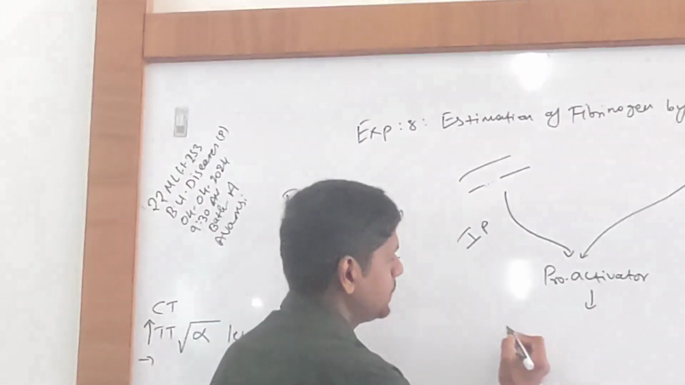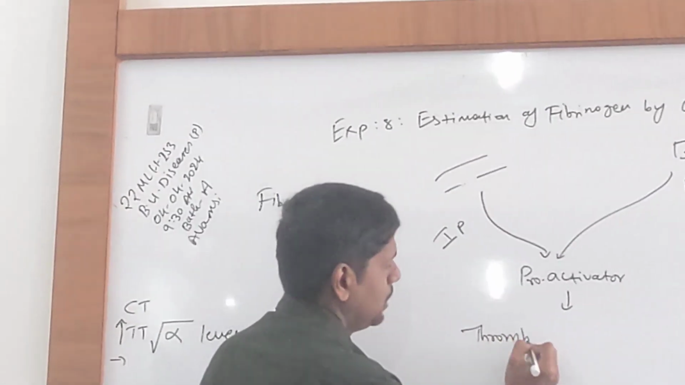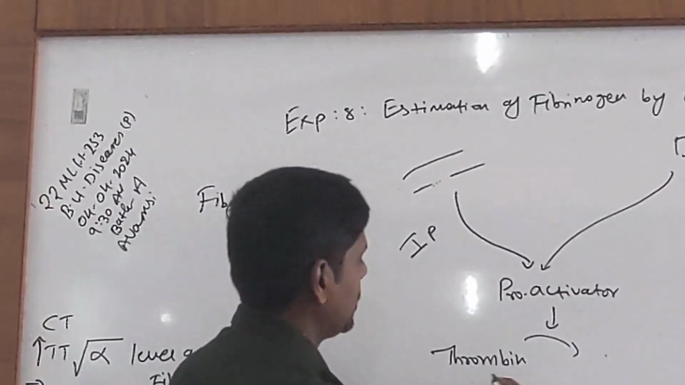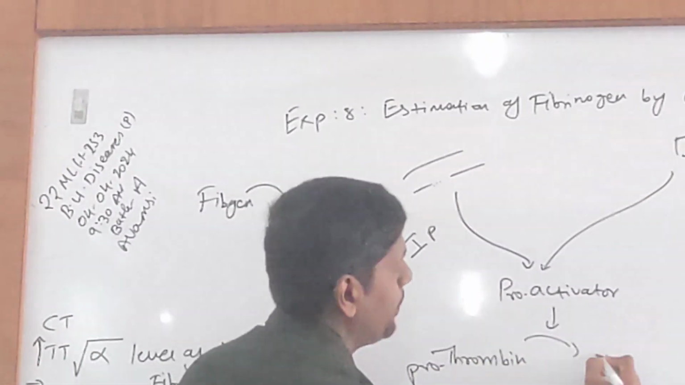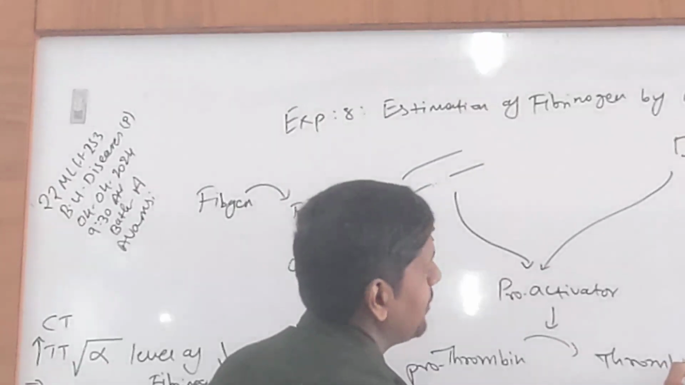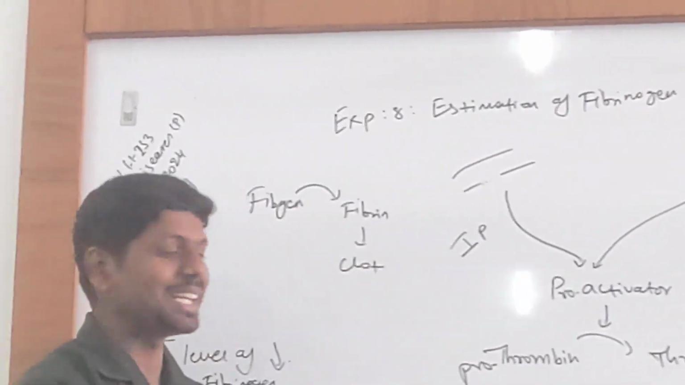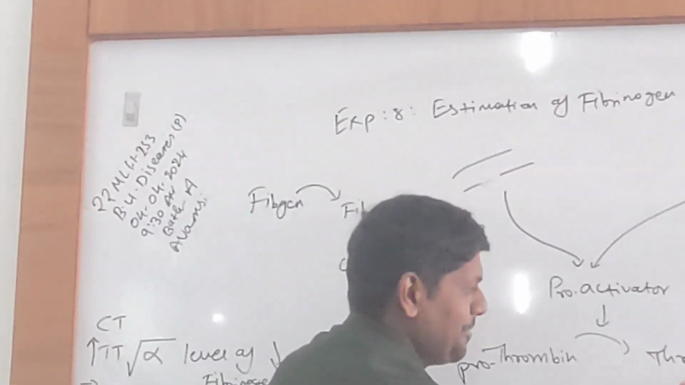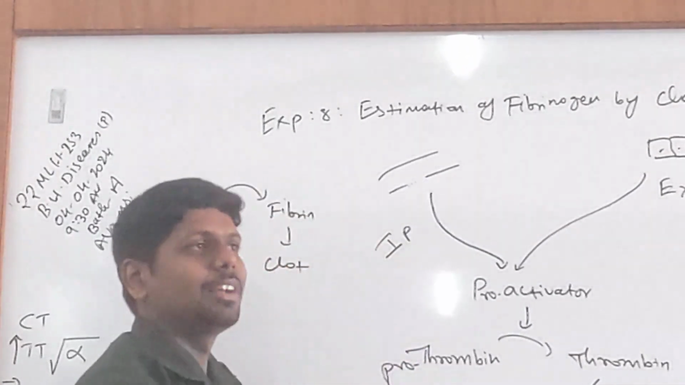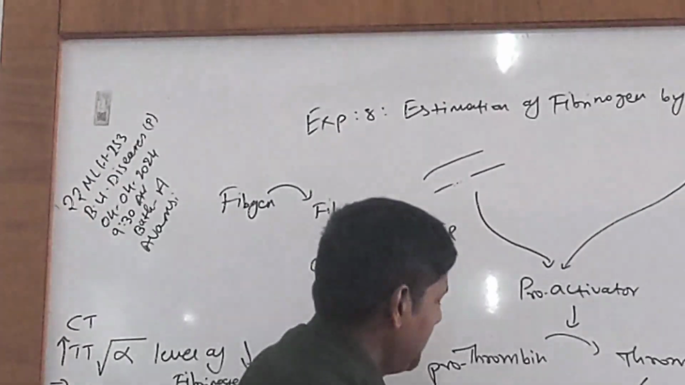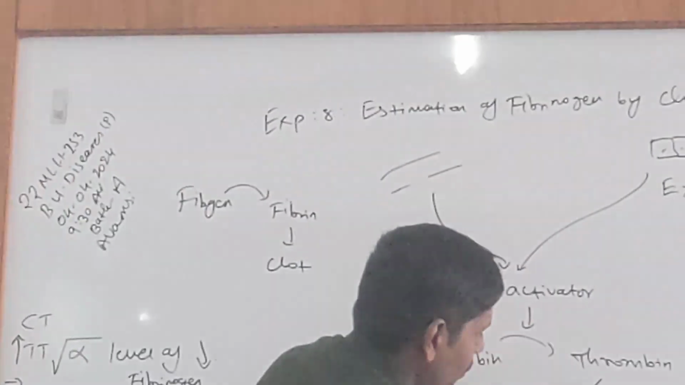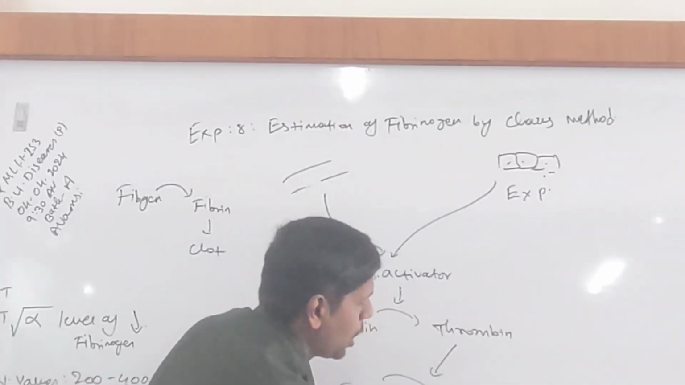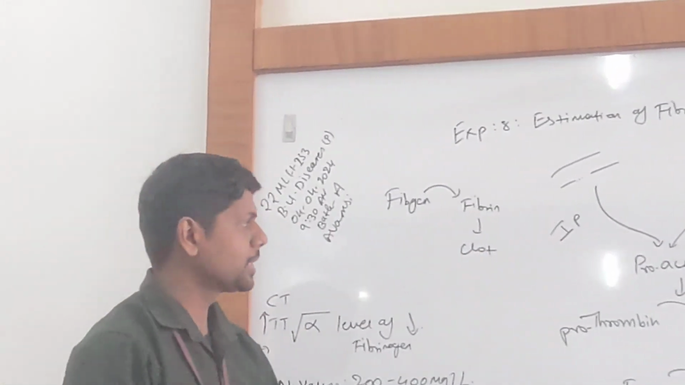So what is the use of prothrombin activator? It will convert prothrombin to thrombin. See, when I am writing mistakes, you are thinking that is correct. Prothrombin to thrombin, right? Now this thrombin, what is the use of thrombin? Thrombin will convert fibrinogen to fibrin, and fibrin leads to clot. So that we know, right?